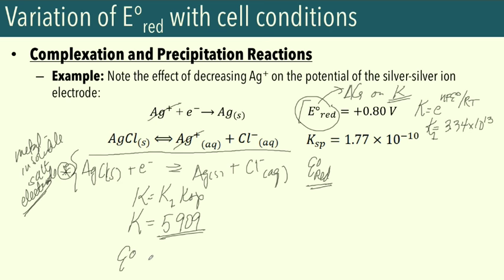We could convert this back to our standard reduction potential using this equation over here. We know that E naught is equal to RT over nF ln K. R is 8.314 joules per mole Kelvin, our temperature is the usual 298.15 Kelvin, n is the number of moles of electrons per mole of reaction, so that is 1, and then Faraday's constant. We could input our value for K over here, and our standard reduction potential for this half reaction is going to be positive 0.22 volts.